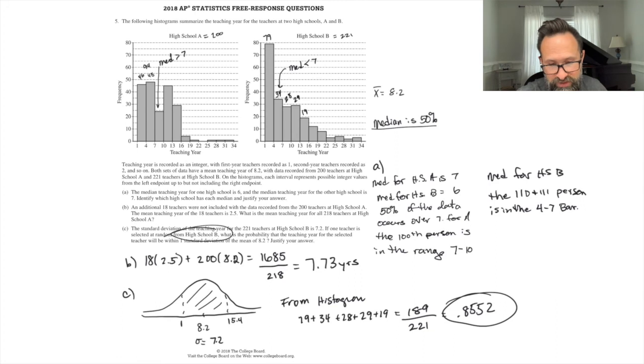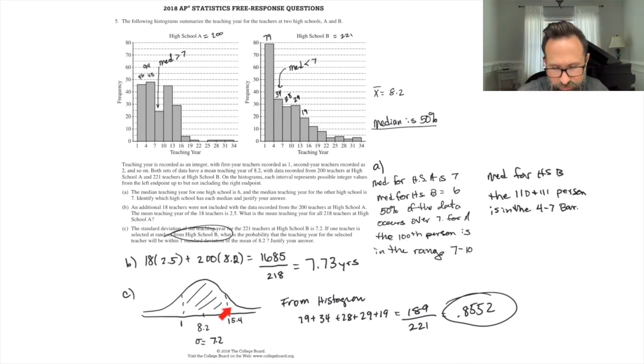So what I wanted to do up here was go from 1 all the way up to 15, not 16, right? I know it says 15.4, but they told you that the teaching year is recorded as an integer, so I'm going to have to round that down to just 15. So I wanted to count up how many people fell in these bars. I got as close as I thought I could from these values, and I added them all up. That tells me that there are 189 people out of the 221 that fell between 1 and 15 inclusively. Divide those two, and you're going to get approximately 85.52% of the people from high school B within one standard deviation of the mean.